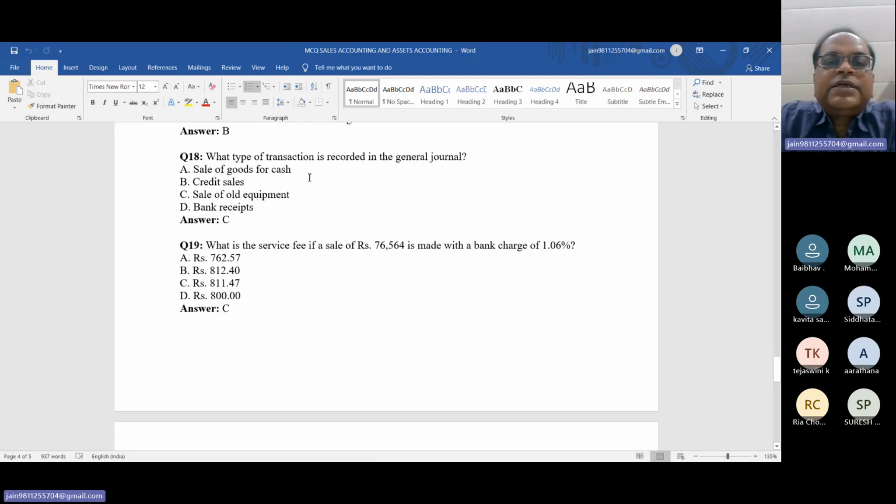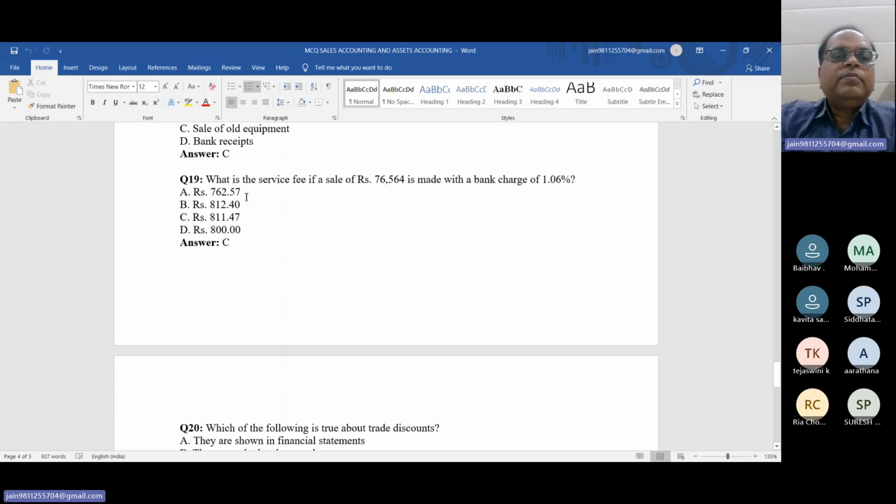Which type of transaction is recorded in the general book? Sale of goods for cash we will record in the cash book as well as the sales book. Credit sales in the sales book. Sale of old equipment, yes, it will be recorded in the general book.